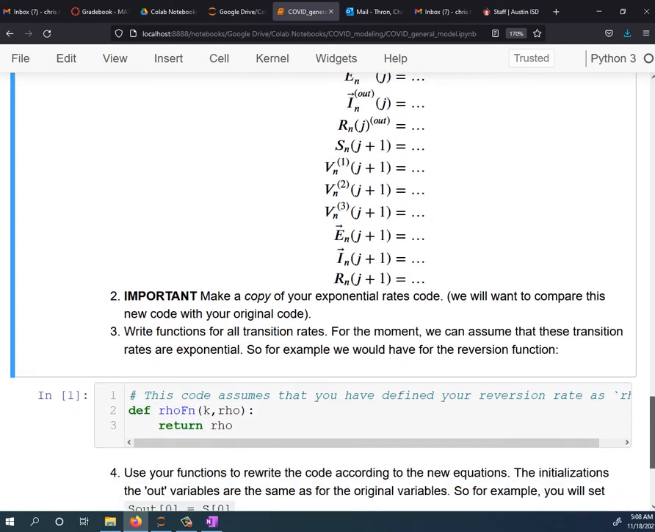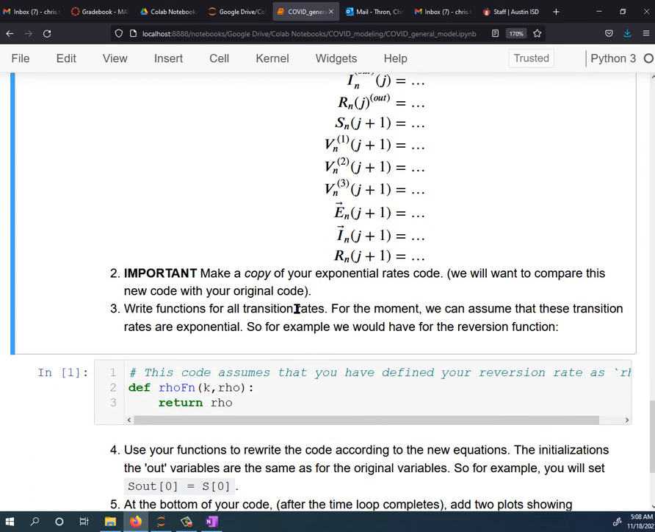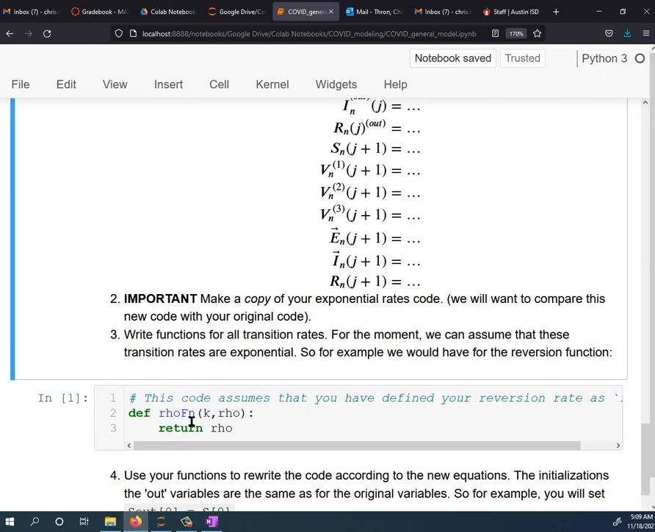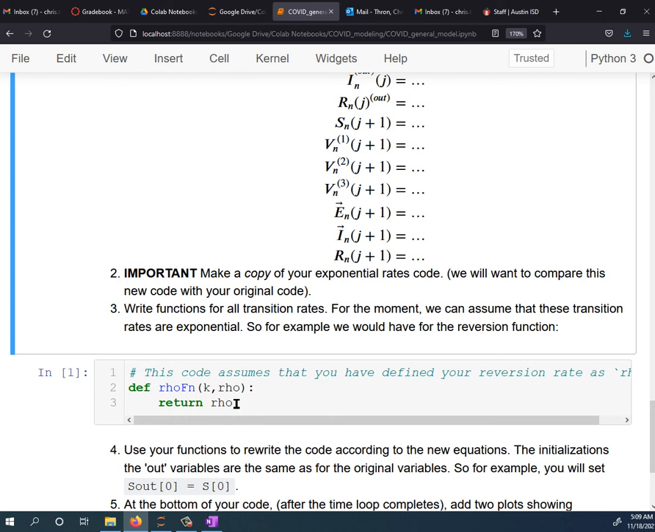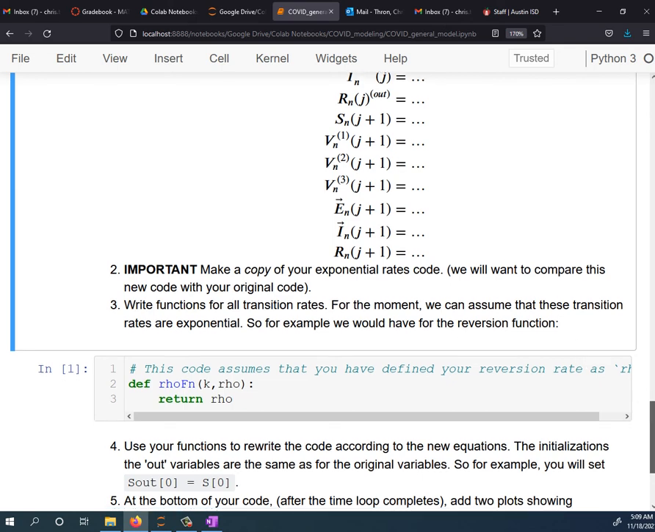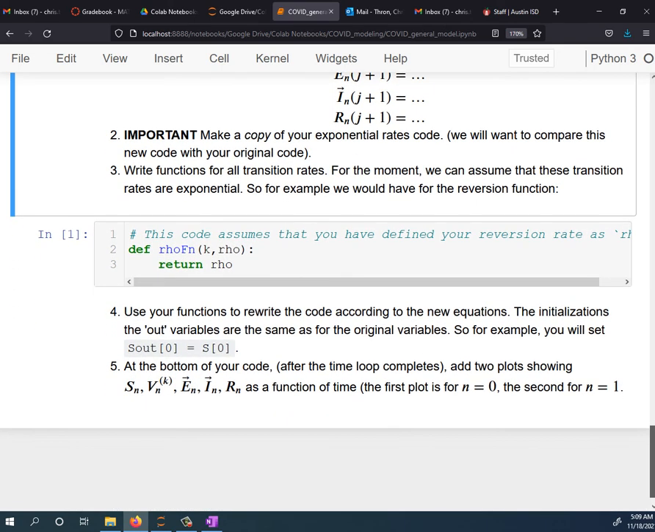Now, you also will need to write functions for all the transition rates. For the moment, we can assume that these transition rates are exponential. So in fact, the new model should agree with the old one if you do everything right. For example, for the reversion function, instead of calling it rho, we'll call it rho fun. And in fact, rho fun will just be rho because it won't depend on the length of the history. So that will be our initial specification.